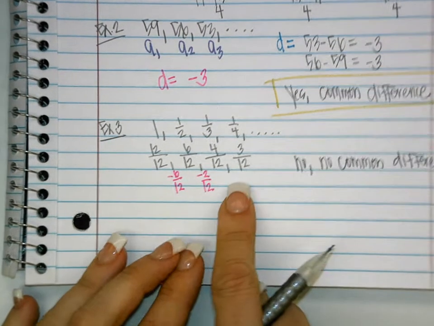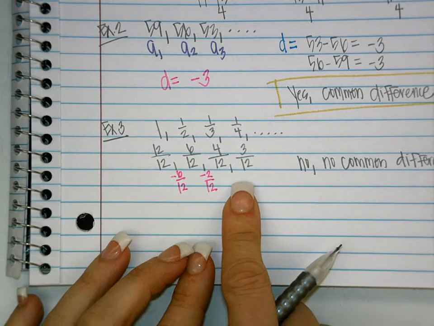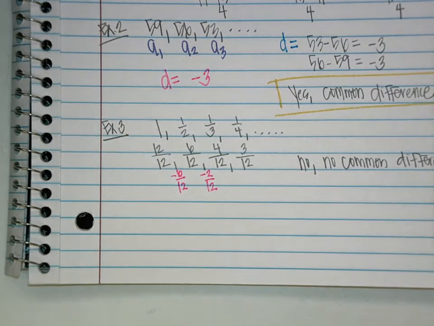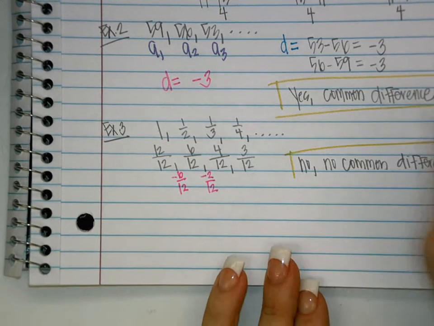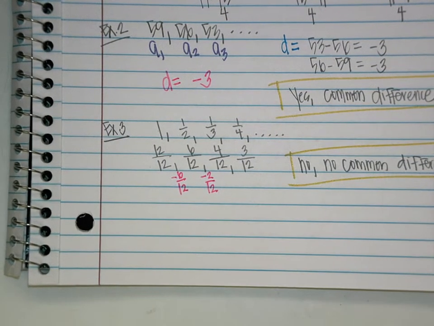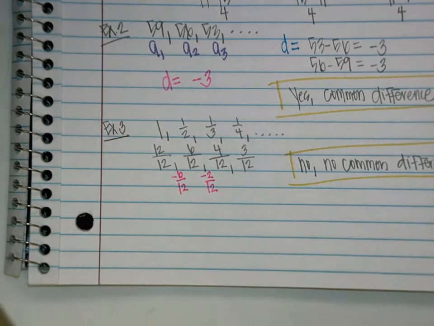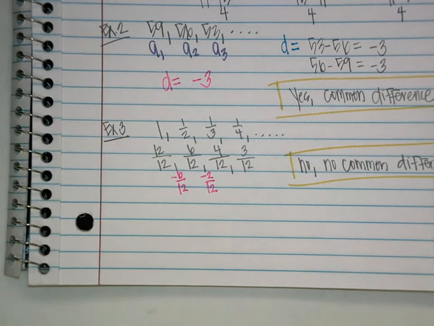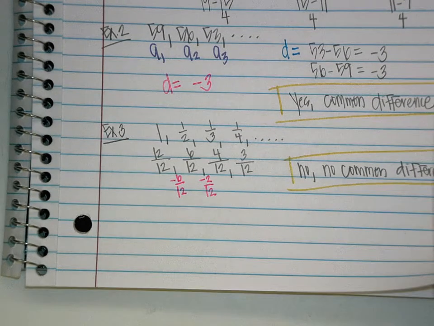Did I really need to get to this one? No. Okay, you can already tell that there's not a common difference. So when you have fractions, you do need to get a common denominator. Now, next thing we're going to do is writing the rule. Okay, we're going to ask you to find the rule, or find how to write an arithmetic sequence.